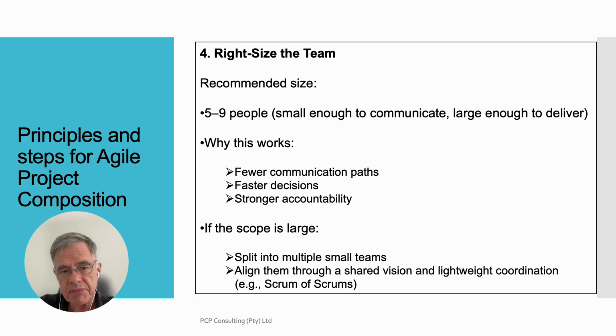Right size the team. Recommended size, that is 5 to 9 people, small enough to communicate, large enough to deliver. Why does this work? Fewer communication paths, faster decisions, stronger accountability. If the scope is large, split into multiple small teams. Align them through a shared vision and lightweight coordination. For example, Scrum of Scrums.